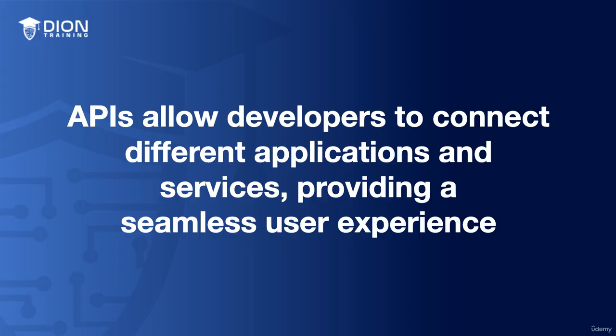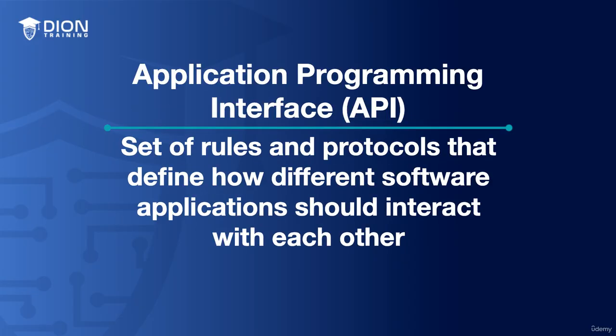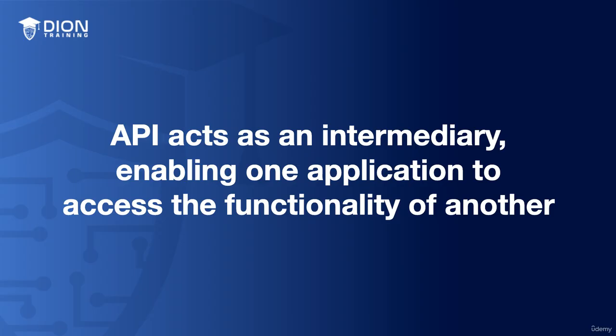First, it is important to understand what APIs are and how they work. APIs are a set of rules and protocols that define how different software applications should interact with one another. APIs enable the exchange of data and information between different applications, allowing them to communicate and work together seamlessly. In essence, an API acts as an intermediary, enabling one application to access the functionality of another.